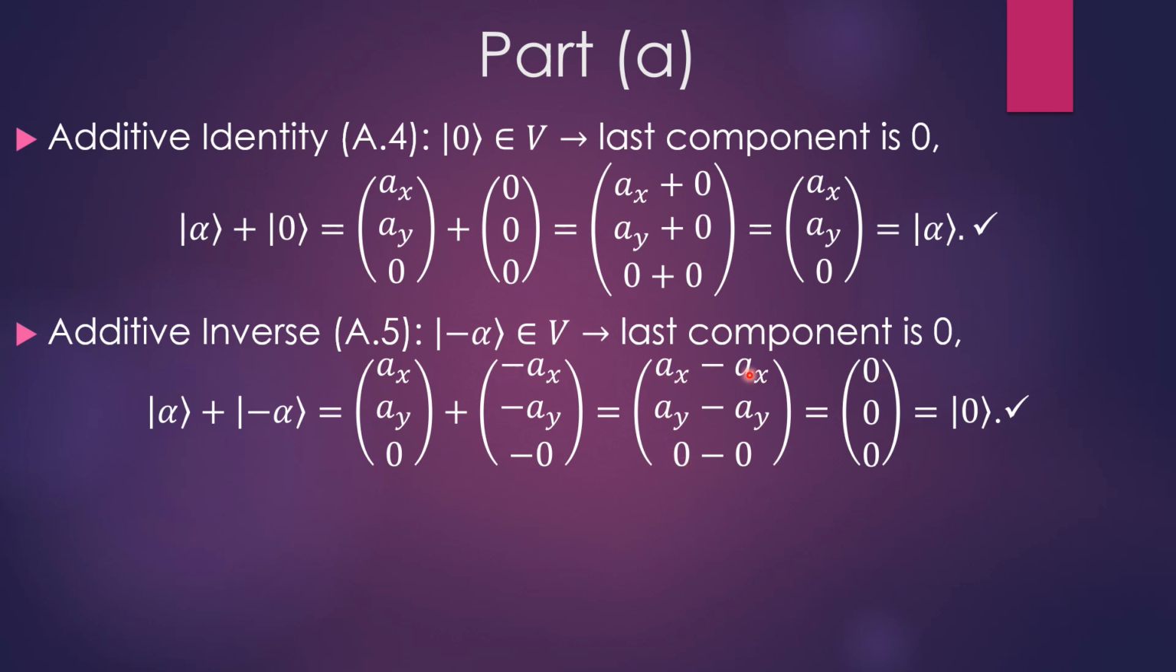And then we see that ax minus itself gives us 0. ay minus itself gives us 0. And we end up with 0 again. Thus, the 0 vector is achieved, and we get the desired result.